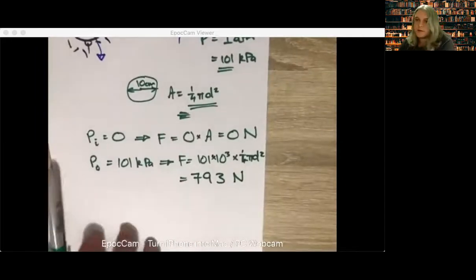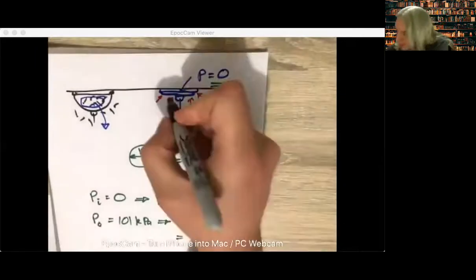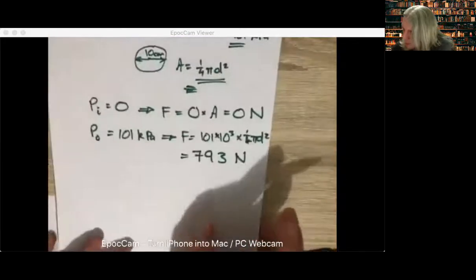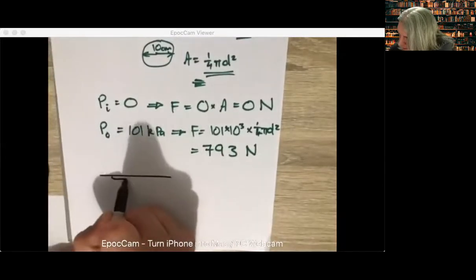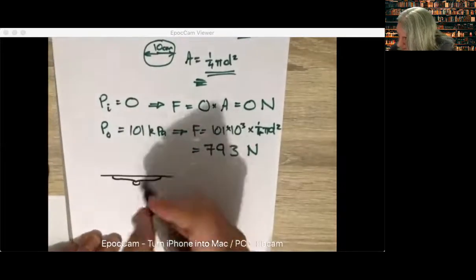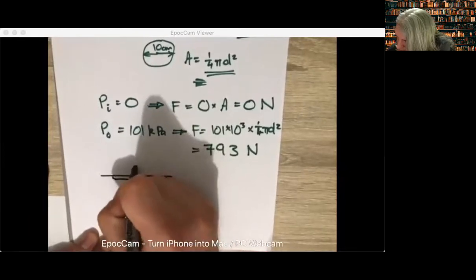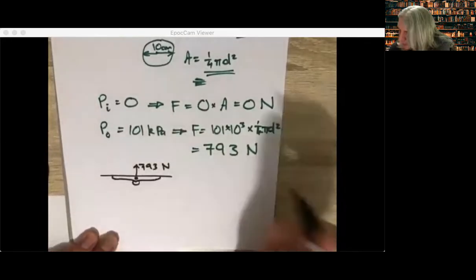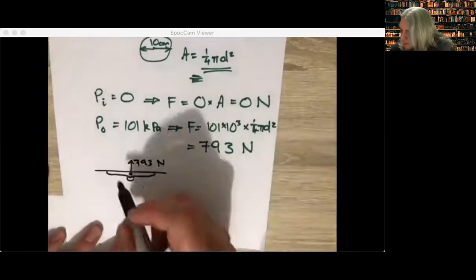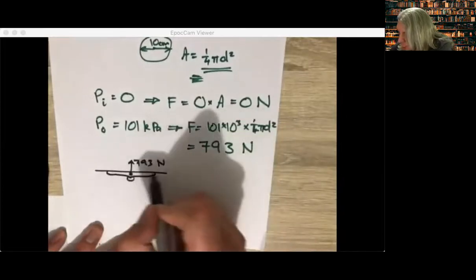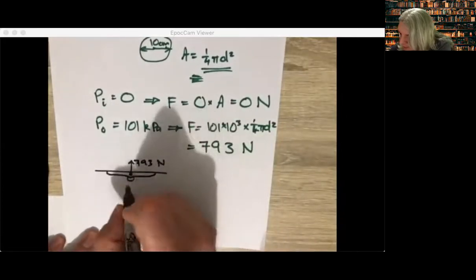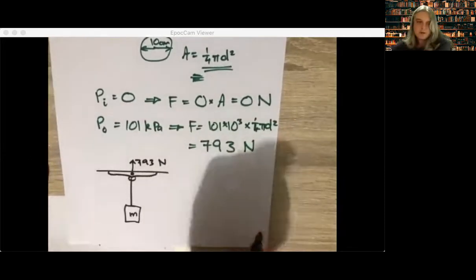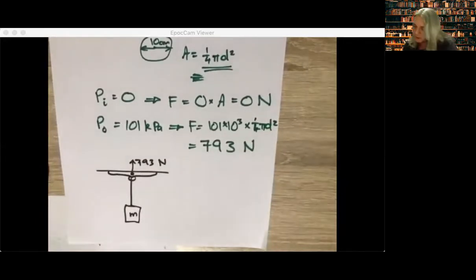So that means that on our diagram, we have an upwards force. Actually it's a bit hard to draw onto that diagram, so I'll draw a new one. We've got a force upwards of 793 newtons. We've got no downwards force yet, because we said that it's a perfect vacuum inside, and we're also ignoring the mass of the suction cup at this point. But there is a string, and we can hang a mass from that string, and that's what the question is asking us. How much can this mass be?